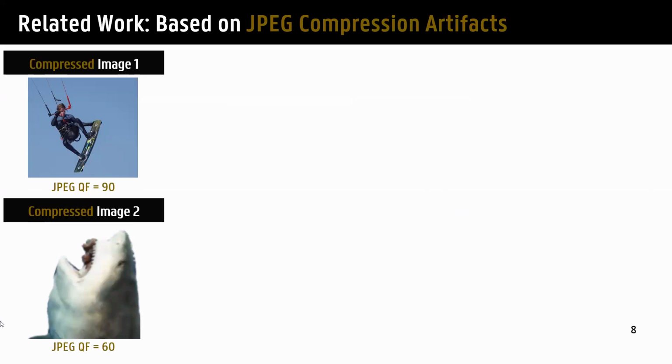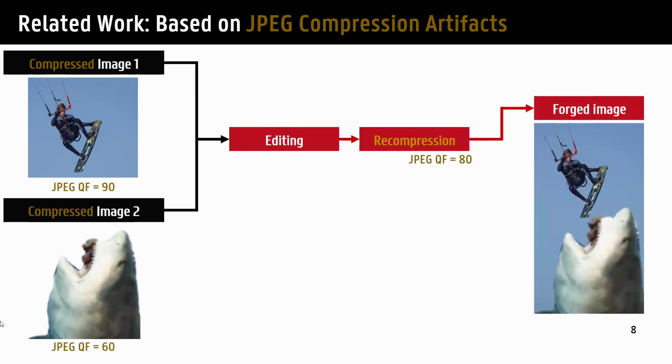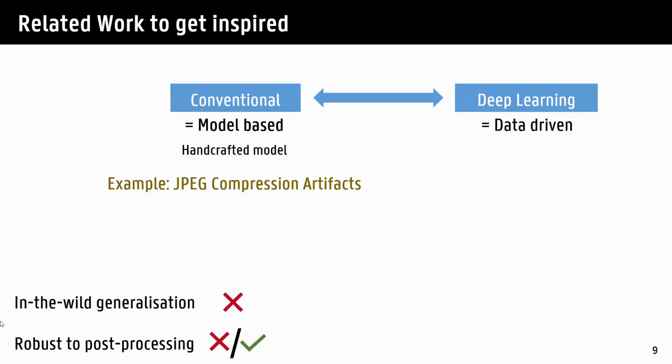And similarly, in a splicing, if we have two compressed images that we want to combine, both of them underwent some compression, then we do a recompression and we get the forged image. And also here we get two regions in the image that both have undergone a different compression. And this is often used by existing methods, and this is also used in the Comprint method that we are proposing.